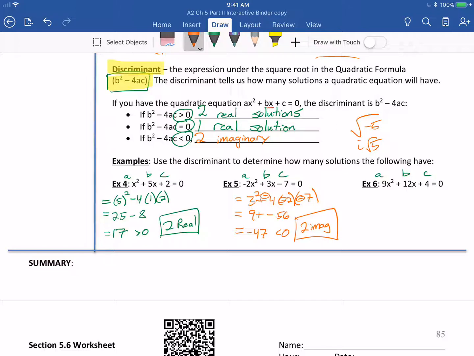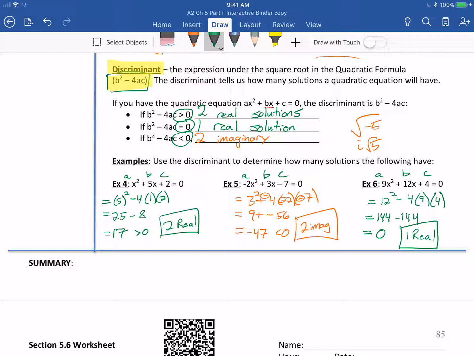All right. Awesome. And number 6, as I move on to this last one, my b squared is going to be 12 squared minus 4. My a is 9, and my c is 4. So here this is going to be 144 minus 4 times 9 is 36. Times 4 is actually 144. So I notice here that 144 minus 144 is 0. So this guy has 1 real solution. Okay, so again, that discriminant can come in handy to find out how many solutions this has. And then in chapter 7, I believe, we're going to look at that a solution is actually an x-intercept. Okay, so how many times does this graph actually cross that x-intercept?